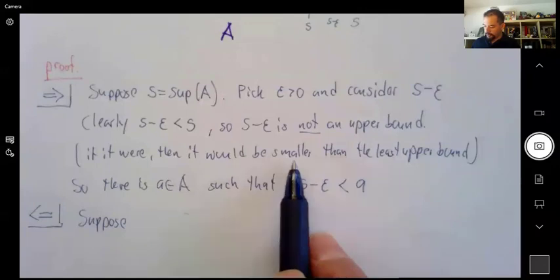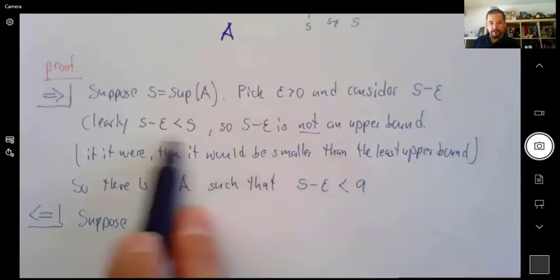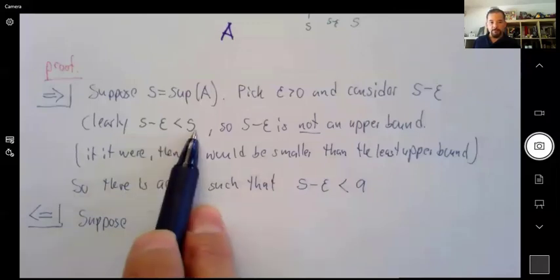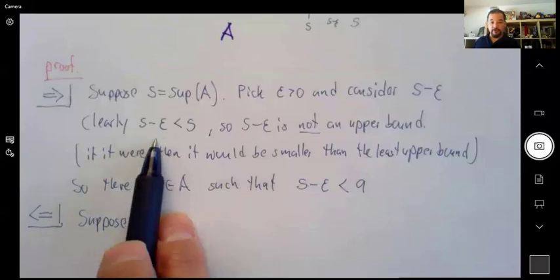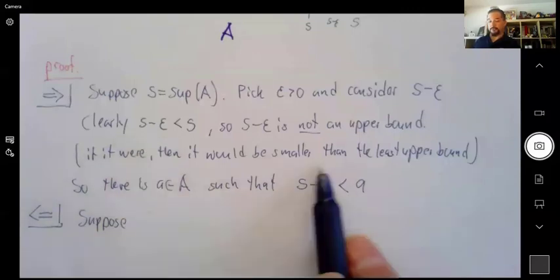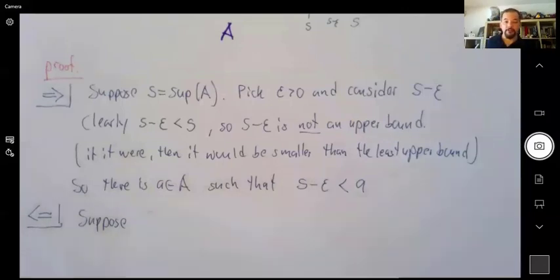It would be smaller than the least upper bound, is what I meant, right? See, over here, S minus epsilon is less than S. So if this guy was an upper bound, then because it's smaller than S, it would be smaller than the least upper bound, and that's the contradiction, right? That's why. Oh, I see what you're saying. Sorry. Okay, no problem.